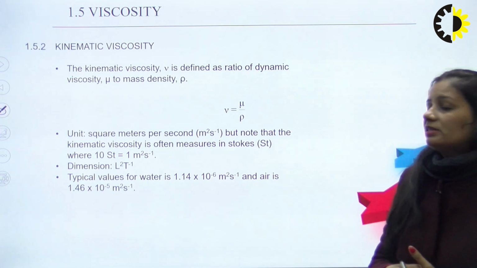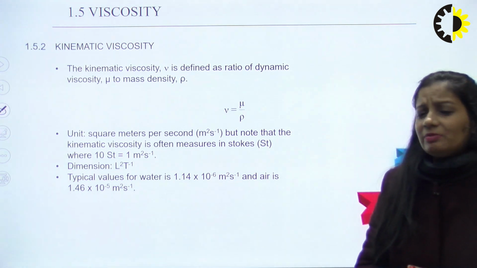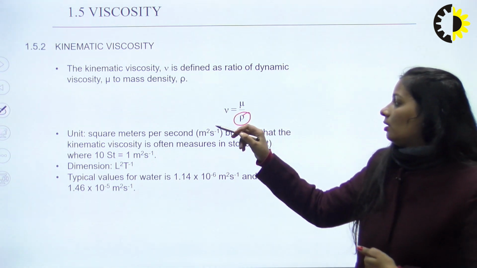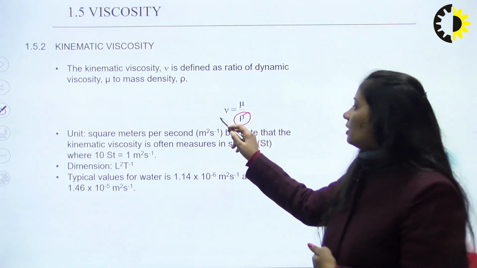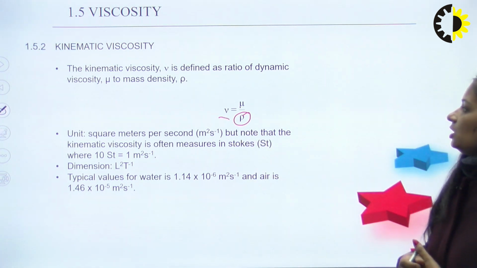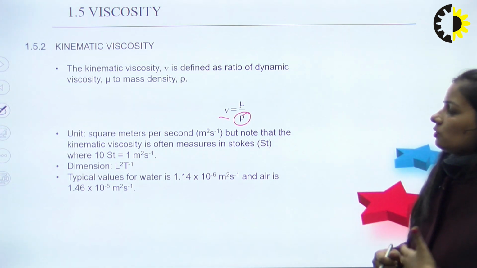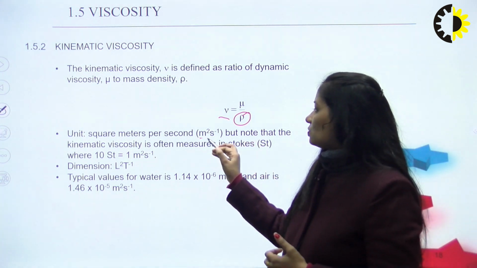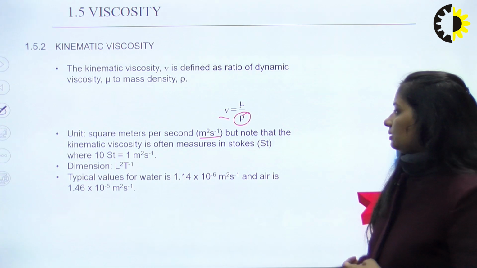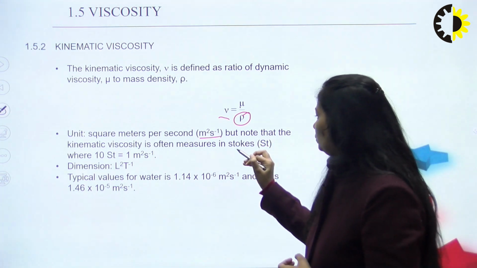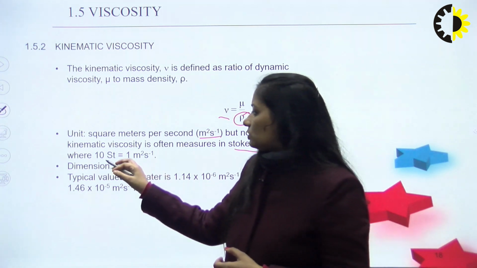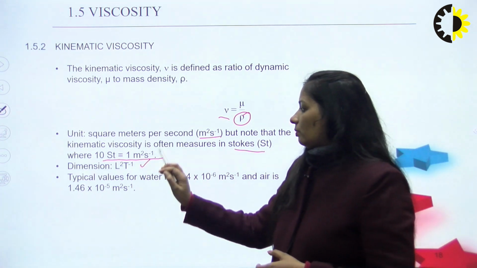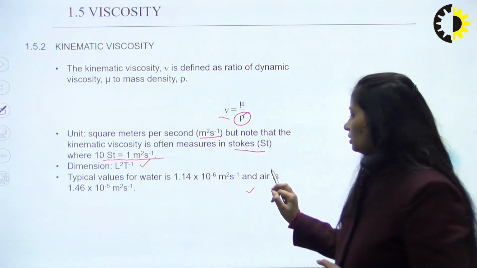Next is kinematic viscosity. What is kinematic viscosity? When we divide dynamic viscosity by mass density, this is called your kinematic viscosity. So the kinematic viscosity is defined as the ratio of dynamic viscosity to mass density. The unit is meter squared per second, and there is another unit, Stokes, where 10 Stokes is equal to 1 meter square per second. The dimension is L squared T to the power minus 1, and typical values are shown here.